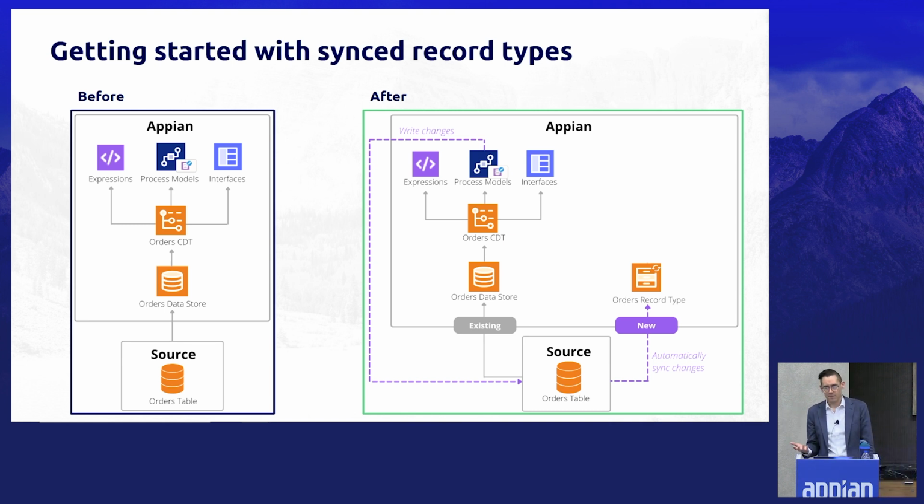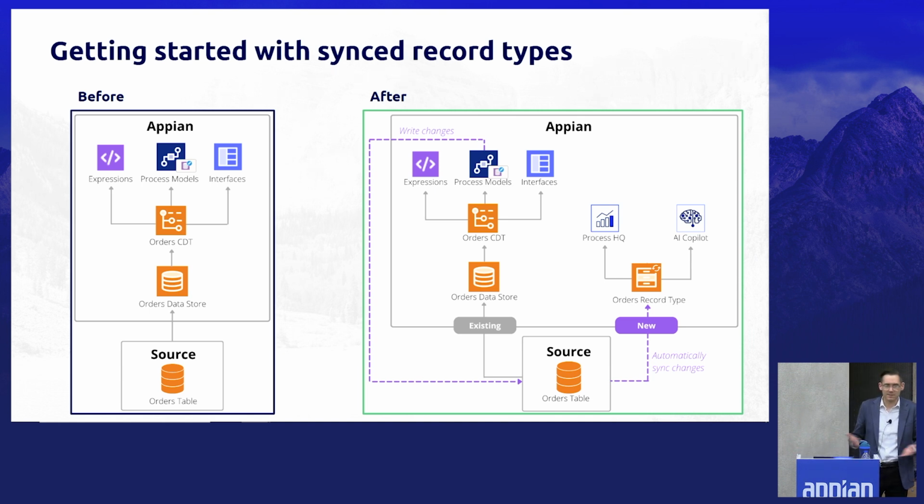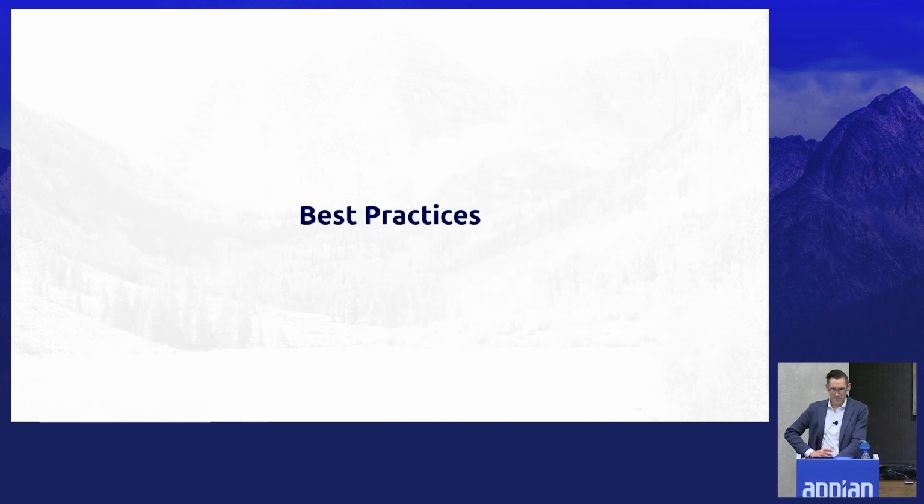Okay, so why would I do that? Well, the reason why you do that is then automatically that thing could be exposed in Process HQ or to our AI features. All you do is create the record type. It takes 3 minutes to go create a record type of that existing table. And then over time, what you can do is start incorporating that record type into the different components of your application, interfaces, or net new interfaces.